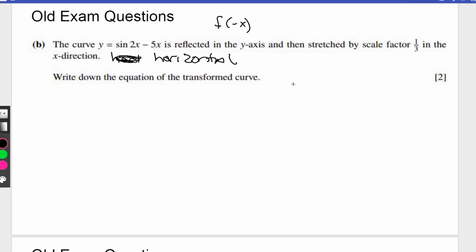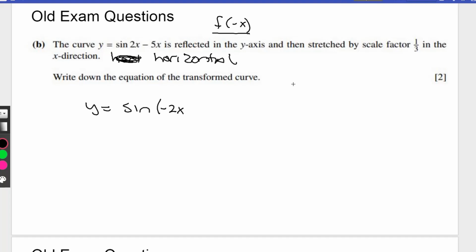Okay, so hopefully you did that. Keep in mind, we've got a couple of different things going on here. We're going to reflect it in the y-axis, which means we're going to do this. So let's start with that. y equals sine, and now we take 2 times negative x, or negative 2x.